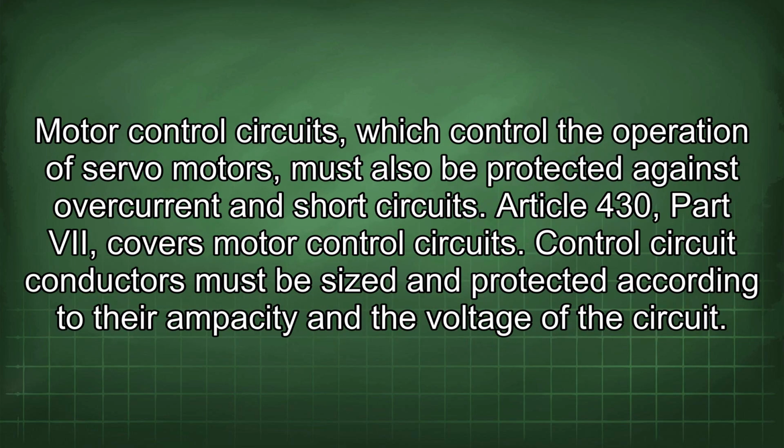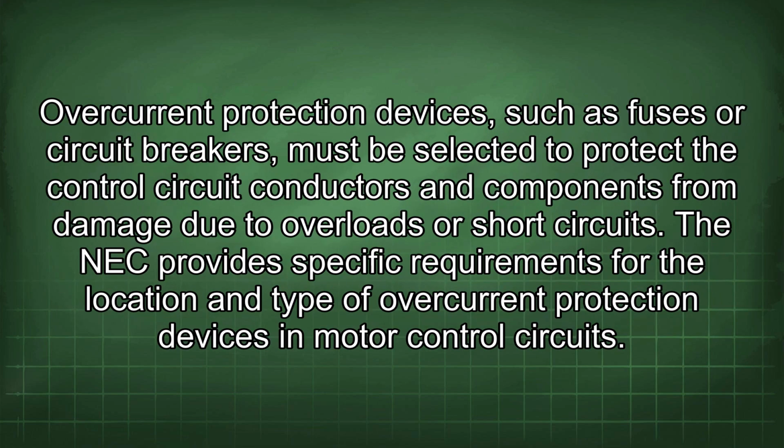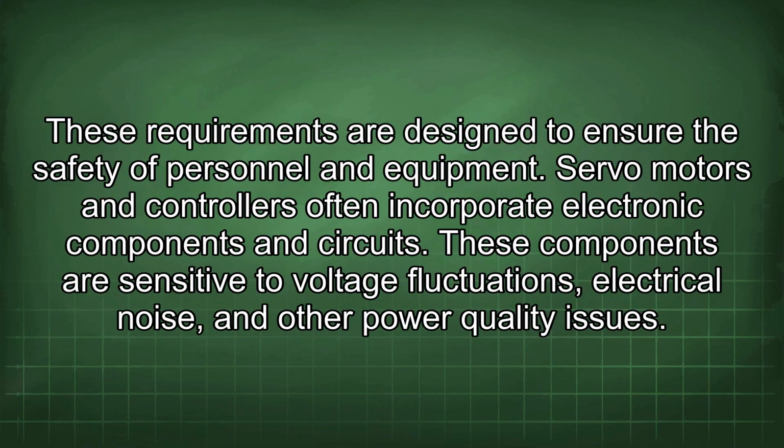Motor control circuits, which control the operation of servo motors, must also be protected against overcurrent and short circuits. Article 430, Part VII, covers motor control circuits. Control circuit conductors must be sized and protected according to their ampacity and the voltage of the circuit. Overcurrent protection devices such as fuses or circuit breakers must be selected to protect the control circuit conductors and components from damage due to overloads or short circuits. The NEC provides specific requirements for the location and type of overcurrent protection devices in motor control circuits. These requirements are designed to ensure the safety of personnel and equipment.